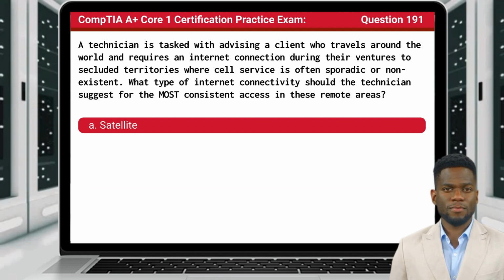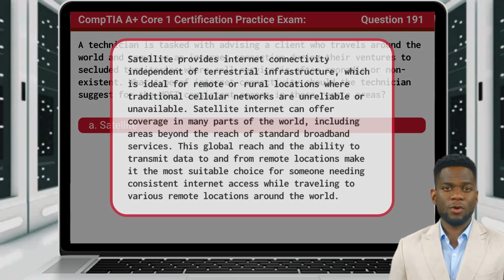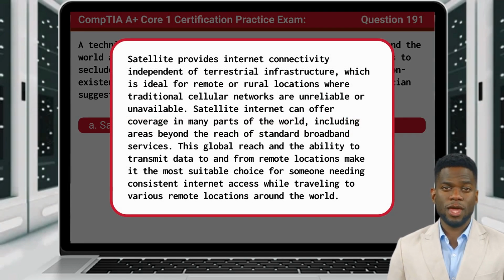The answer is A. Satellite. Satellite provides internet connectivity independent of terrestrial infrastructure, which is ideal for remote or rural locations where traditional cellular networks are unreliable or unavailable. Satellite internet can offer coverage in many parts of the world, including areas beyond the reach of standard broadband services. This global reach and the ability to transmit data to and from remote locations make it the most suitable choice for someone needing consistent internet access while traveling to various remote locations around the world.